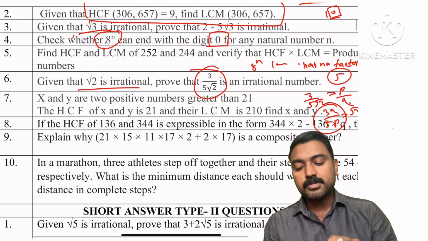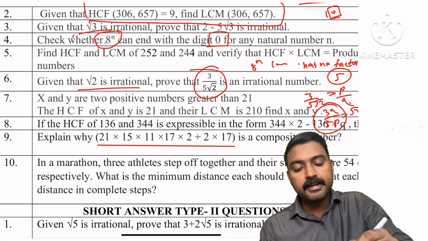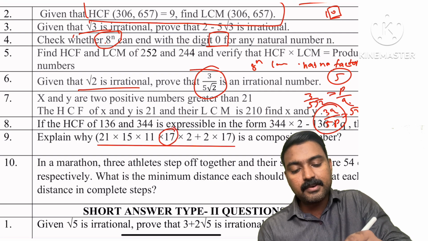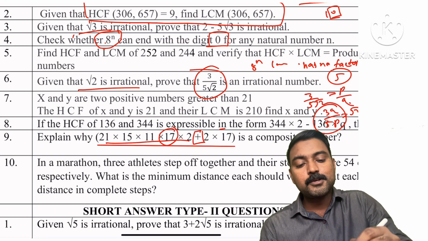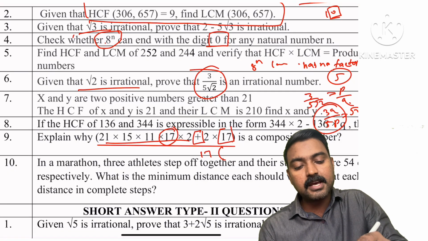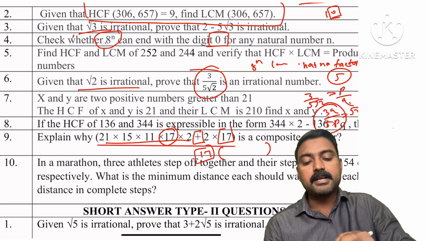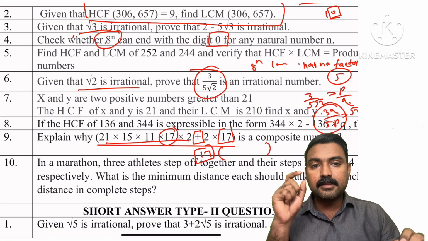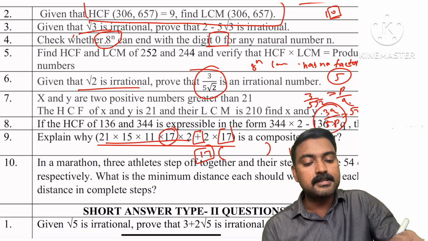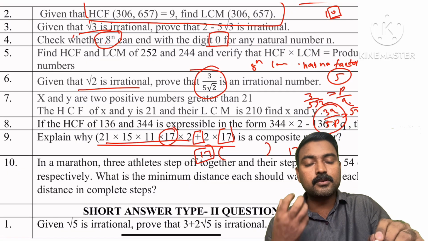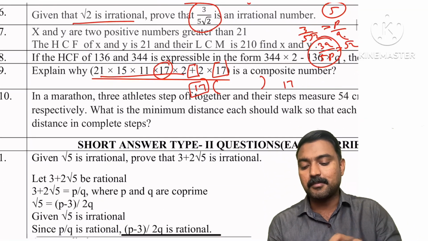Then another type of question is there: explain why this is a composite number. Very easy, just identify the common factor. Here 17 is the first term. Why is this the first term? Here the addition symbol is there. So this 17 is common, means 17 into the rest of the numbers, which means 17 is a factor. If a factor is there other than that number and 1, it will be a composite number. So we'll write the reason: 17 is an additional factor of the given number other than 1 and itself. So it is a composite number.